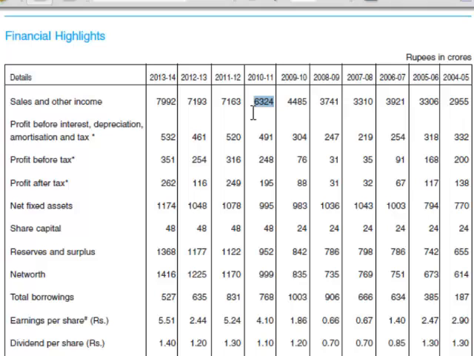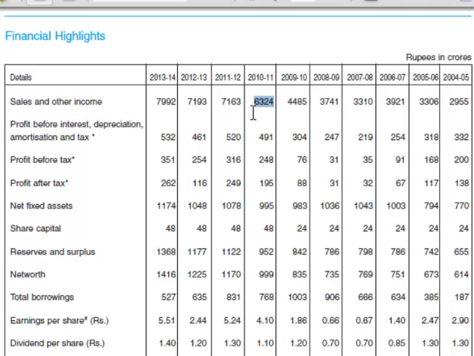So note number 1, find out the one. Note number 1, reason for increase in revenue in 2010-2011.